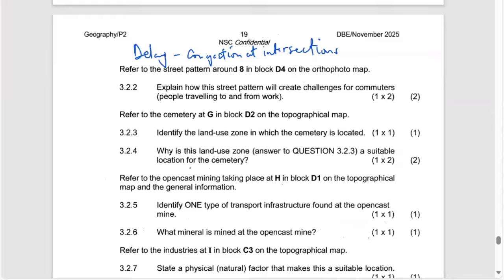Identify the land use zone in which the cemetery is located. For one obvious reason, the cemetery will be located in the rural-urban fringe. That is where we find cemeteries. Why is this land use zone suitable for a cemetery? For the reason that land is cheap, and also there is large space.